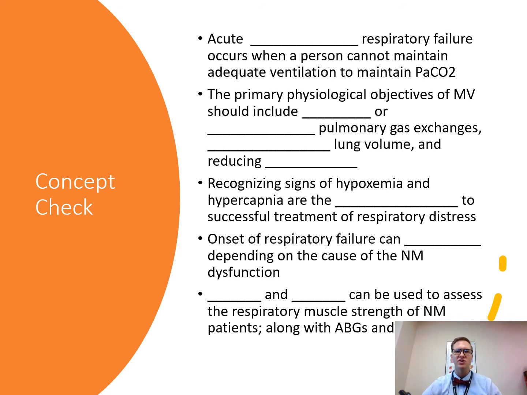The primary physiological objectives of mechanical ventilation should include supporting or improving pulmonary gas exchange, right? If I put you on a breathing machine and your gas exchange doesn't improve, I'm not doing my job, right? It doesn't stay the same, it should improve. So it should support or improve gas exchange, increasing lung volume in certain situations, especially if they have severe atelectasis, collapse of the lung tissue, and or reducing work of breathing.